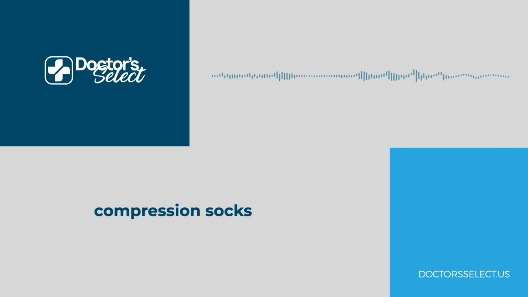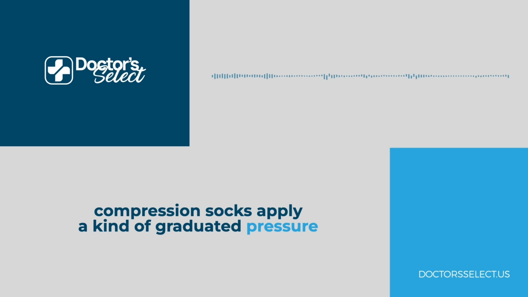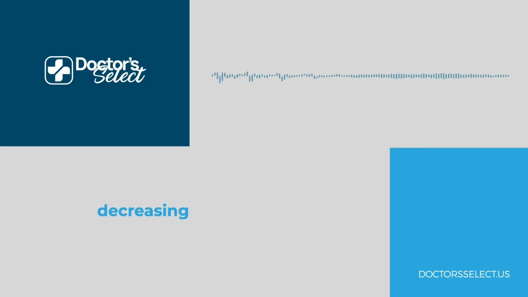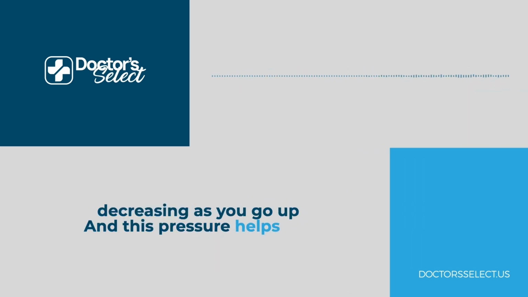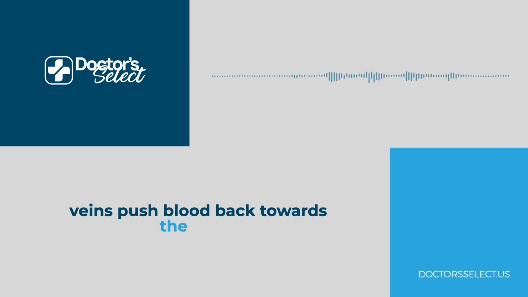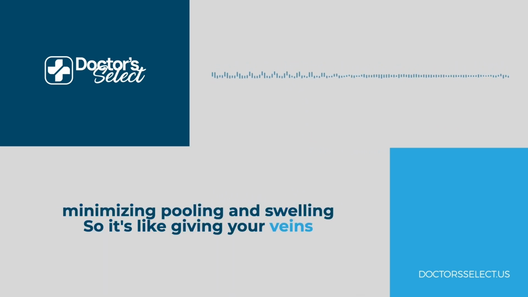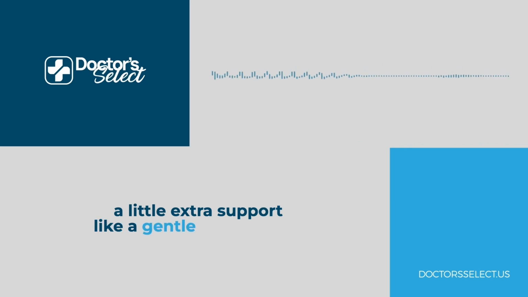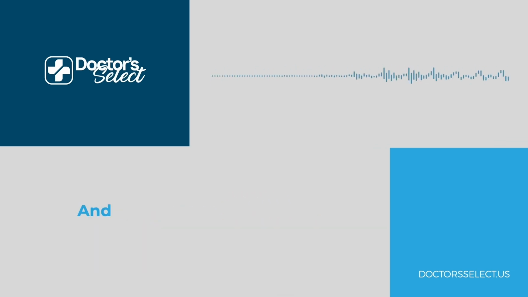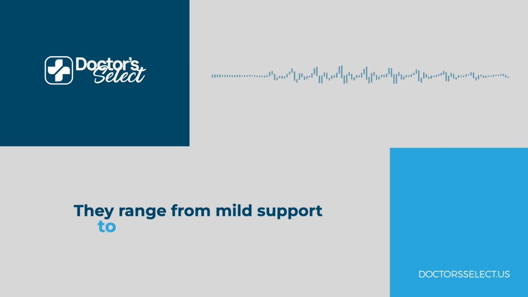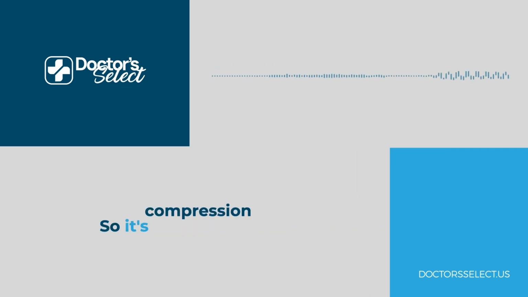Well, compression socks apply a kind of graduated pressure, tightest at the ankle and decreasing as you go up. And this pressure helps the veins push blood back towards the heart, minimizing pooling and swelling. So it's like giving your veins a little extra support, like a gentle hug for your legs. That's a great way to put it. And there are different types of compression socks. They range from mild support to prescription strength compression. So it's not just any tight sock, there's a science to it.